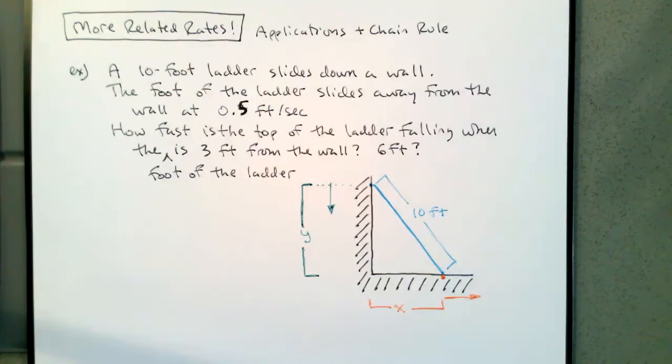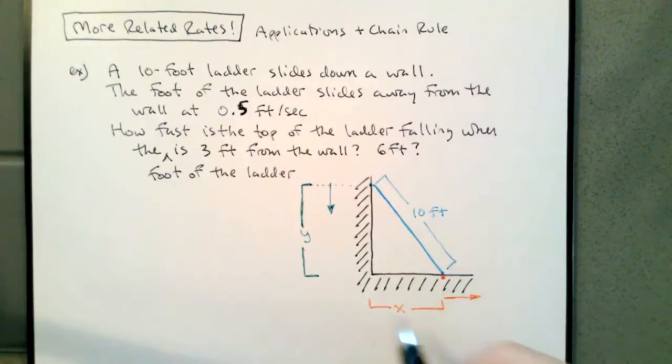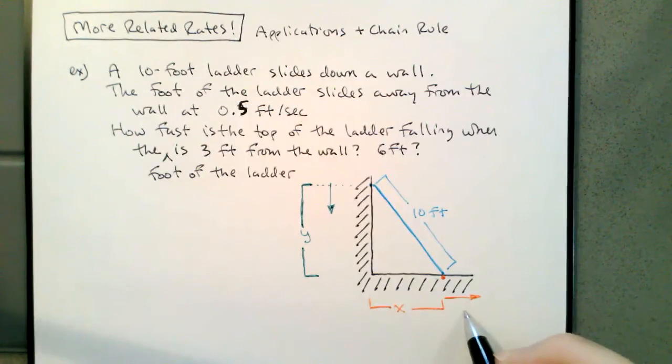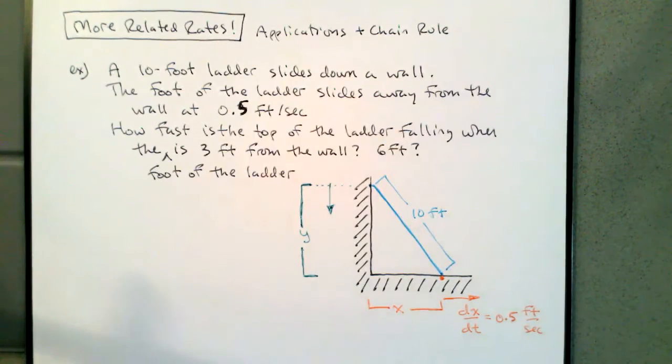So what we're looking for is this is not a static situation. We know that the foot of the ladder is sliding away from the wall at half a foot per second. That's how X is changing with respect to time. So this foot of the ladder sliding away from the wall is the change of X with respect to time. And this is 0.5 feet per second. So we're given that rate. We're given dx dt. So in terms of symbols that we're using, dx dt is 0.5 feet per second.